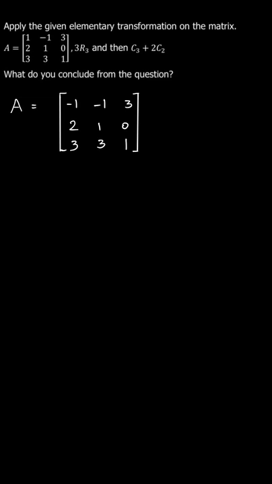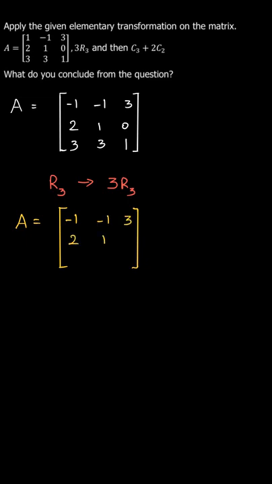Now we have to apply that in the third row. We have to multiply the third row by 3, so the third row will get changed. So here it can be written that in R3 we have to multiply R3 by 3. Therefore A will be equal to the matrix of, other rows will remain same, that is -1, -1, 3. Then we have 2, 1, 0. Now we have to multiply the third row by 3. So 3 multiplied by 3 is 9 and 3 multiplied by 1 is 3. So here we have applied this transformation.